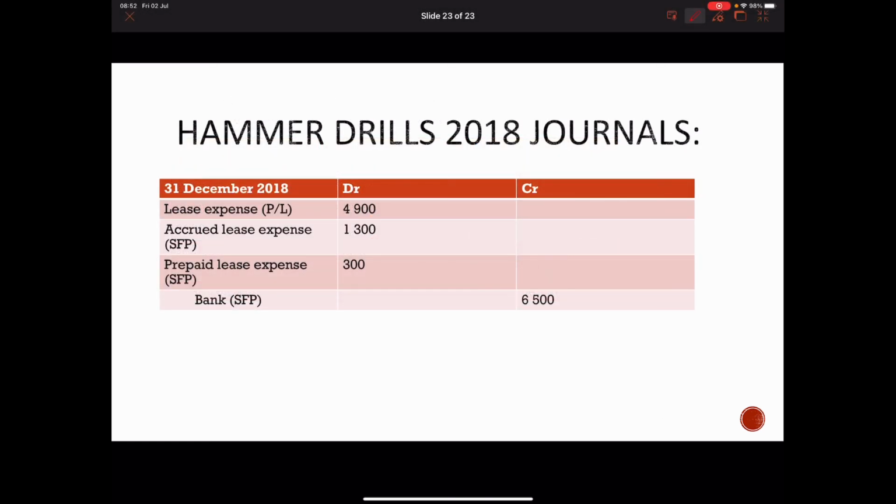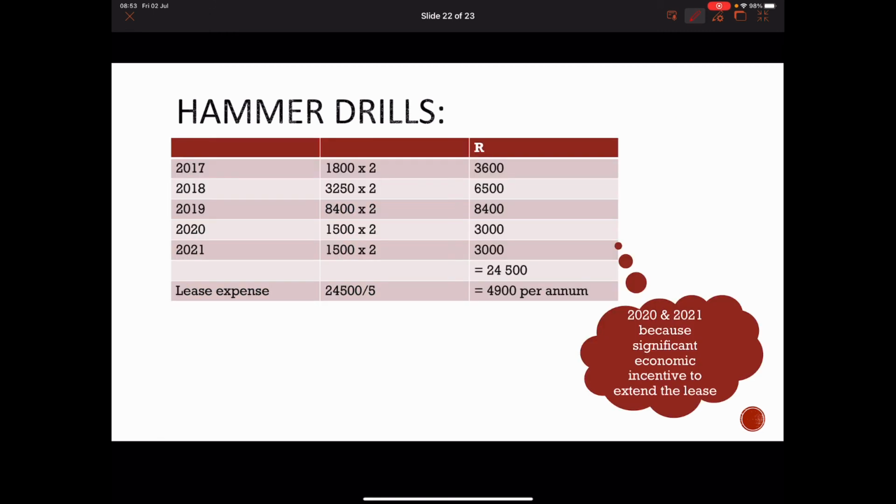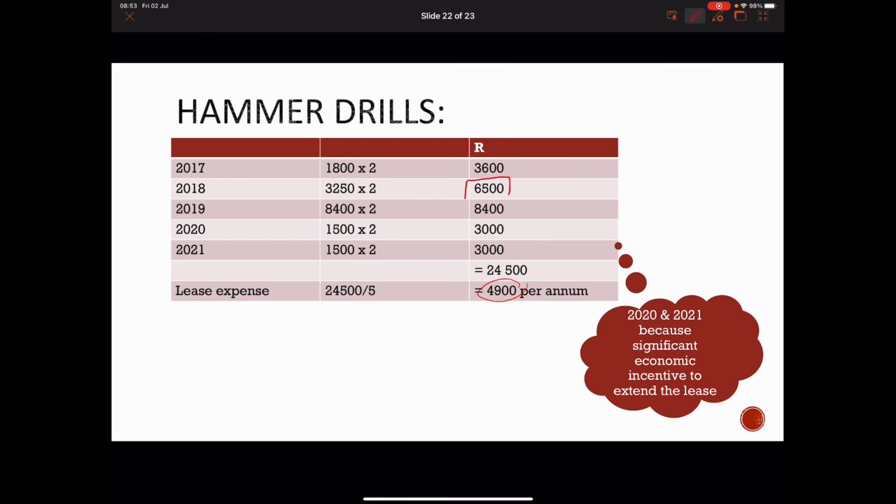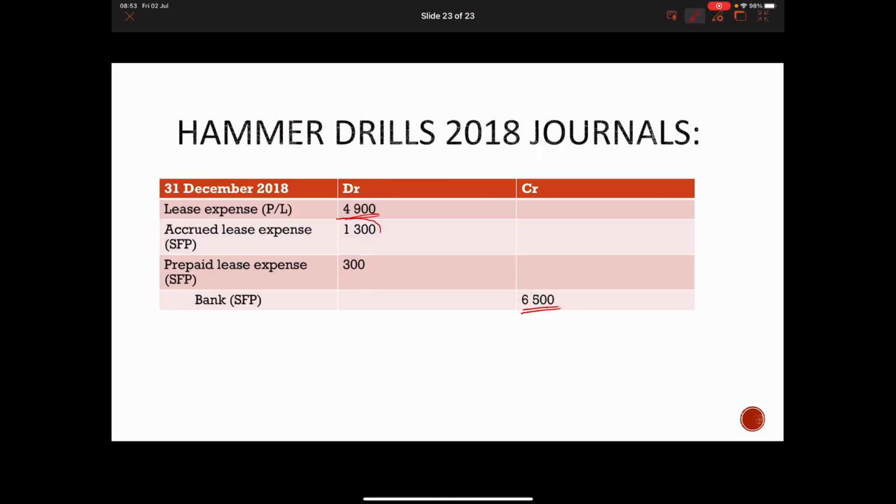So now we can do the journal entries for the 2018 year of assessment. So we debit the lease expense with 4,900 Rand because this is the lease expense we have calculated per annum. Then we can credit bank with 6,500 Rand because in 2018, this is the amount that you actually pay for the lease. Then this 1,300 Rand accrued lease expense that you eliminate comes from the 2017 year of assessment.